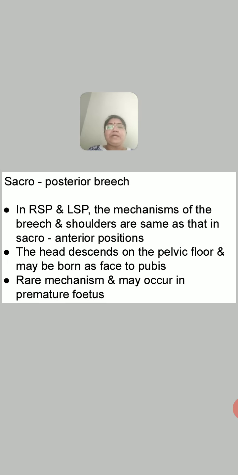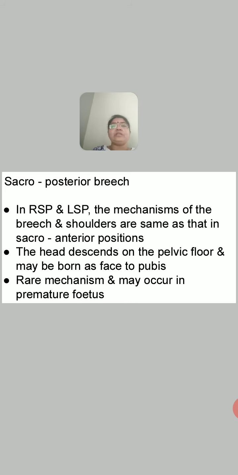These we talked about in sacro-anterior breech. Now we talk about sacro-posterior breech also very briefly. In RSP and LSP, that is right sacro-posterior and left sacro-posterior, the mechanisms of the breech and shoulders are the same as in sacro-anterior position. So whatever you find in the LSA and RSA, in the same way the mechanism takes place in the RSP and LSP. That is for the breech and shoulders.